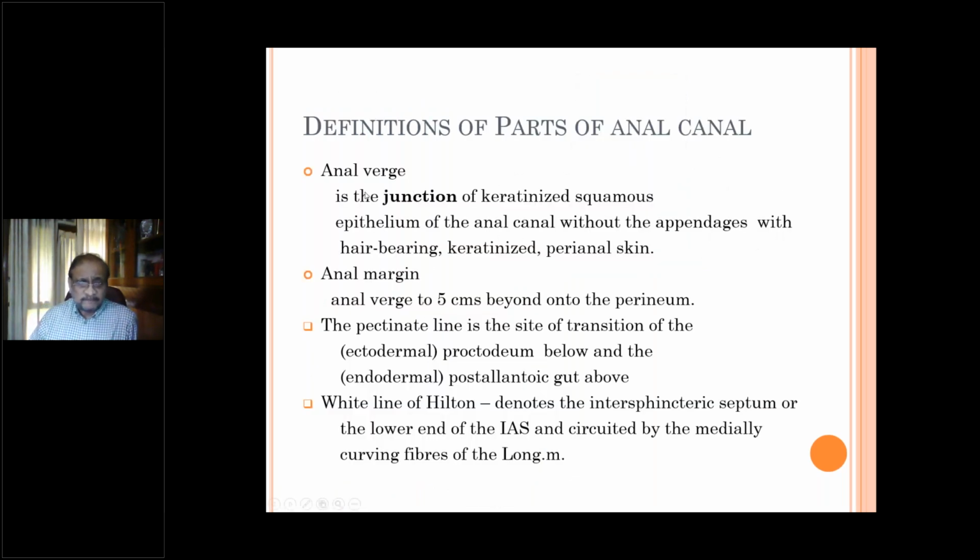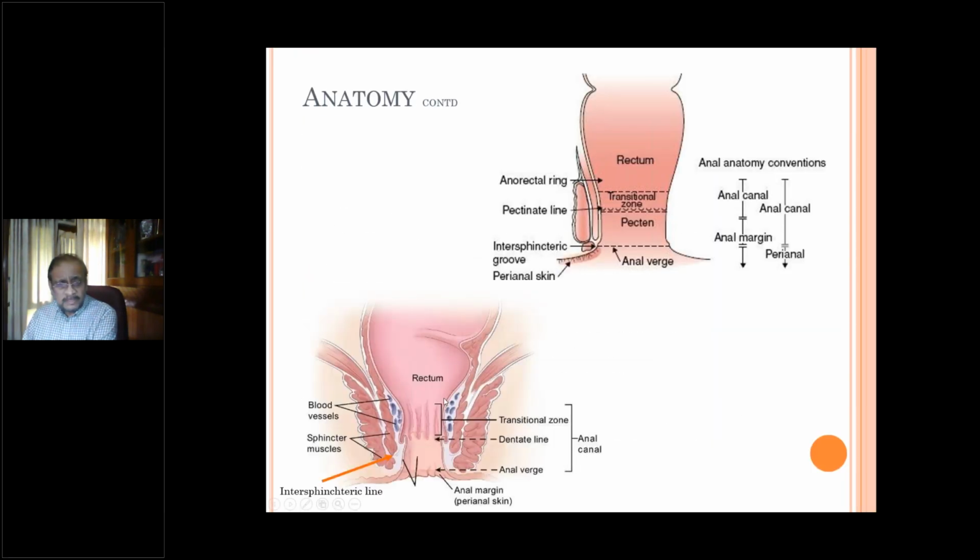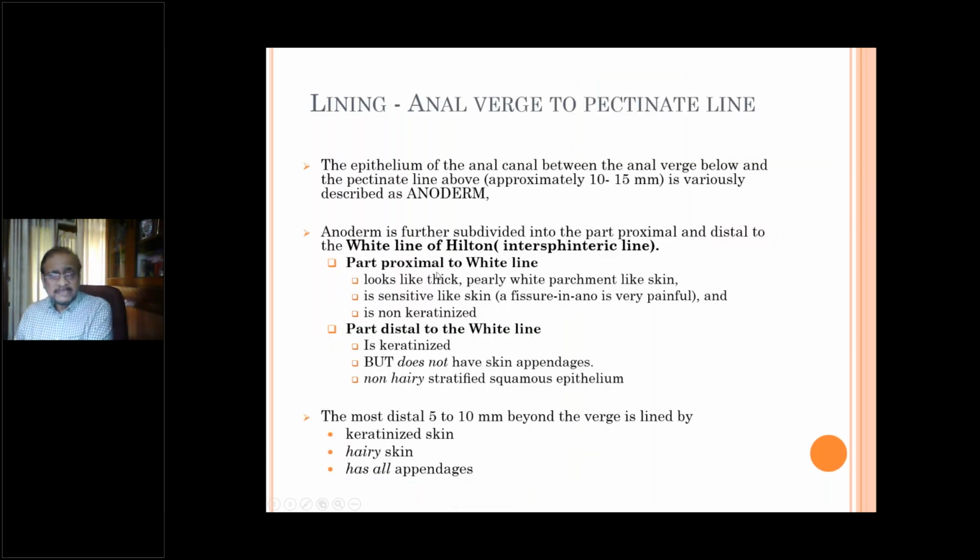The anal verge is the junction of the keratinized squamous epithelium of the anal canal without appendages and the hair-bearing skin. So what do we basically mean? We're talking about these two areas. Here you have hair-bearing skin with appendages. Here you will not have any of that. Both of them are keratinized. Remember, both keratinized. But here, no appendages. Here, appendages, including the hair. That's part one. The anoderm.